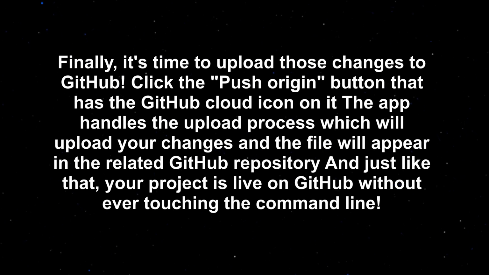Click the Push Origin button that has the GitHub cloud icon on it. The app handles the upload process, which will upload your changes, and the files will appear in the related GitHub repository. And just like that, your project is live on GitHub without ever touching the command line.